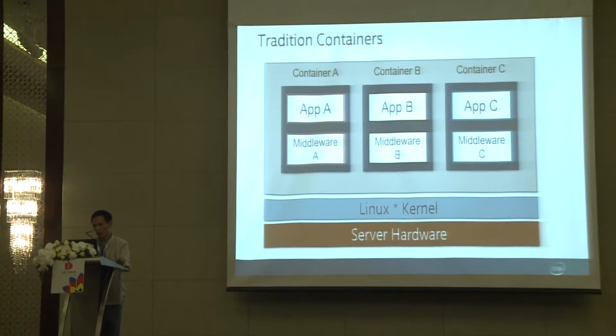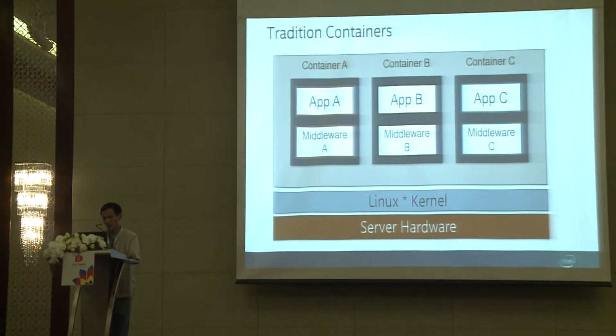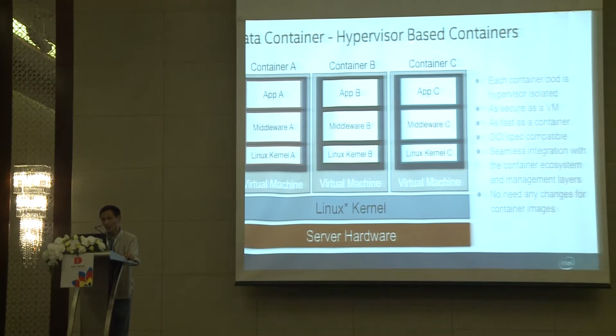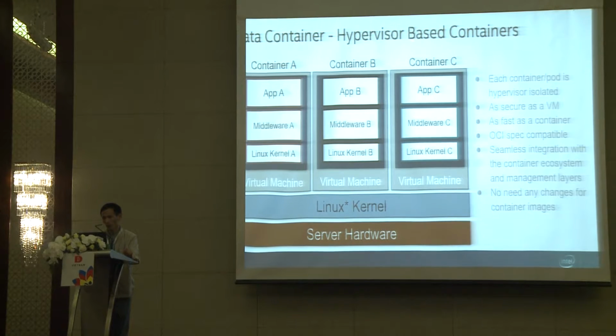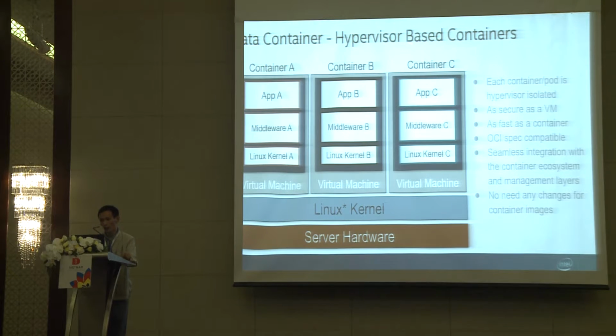All of these three containers are actually sharing the same Linux kernel, right? And Kata container is actually a hardware-based container which uses a very light virtual machine as a container isolation. And each container, or each pod in case we are talking about Kubernetes, is hardware isolated. It's running on a separate virtual machine.